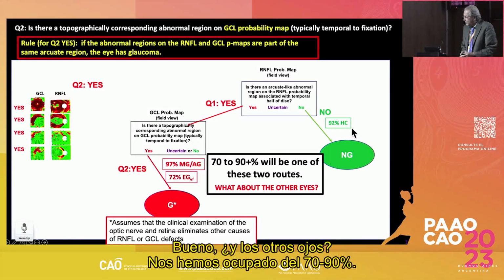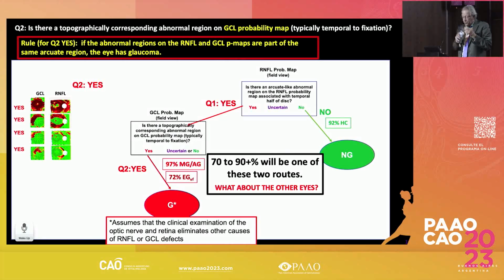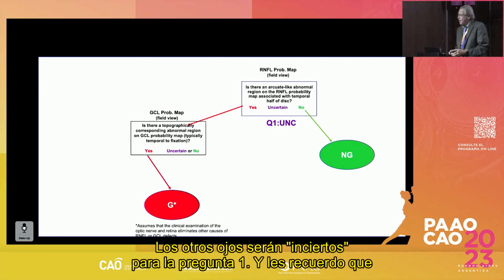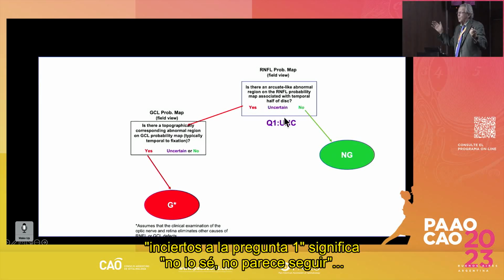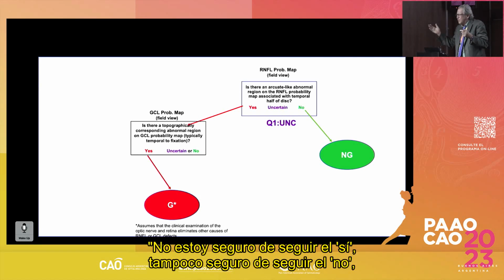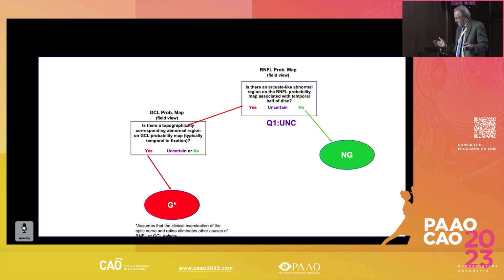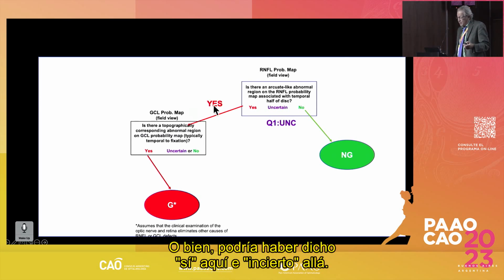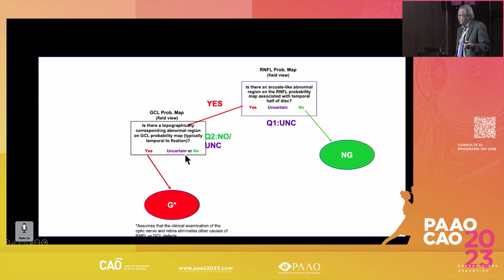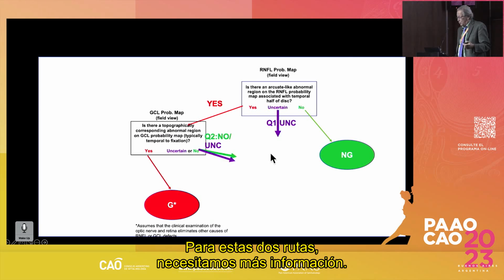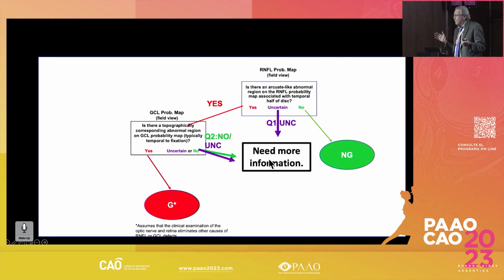Okay, what about the other eyes? So we've taken care of 70 to 90%. Well, the other eyes would be uncertain to question 1, and I'll remind you, uncertain to question 1 means I'm not sure it follows the yes, I'm not sure it follows the no, so I'm going to say uncertain, okay? Or you might have said yes here, but uncertain there, okay? These 2 routes, you need more information.